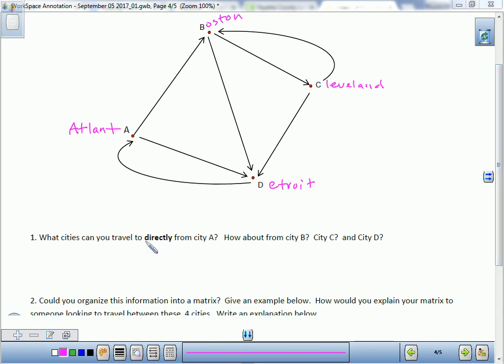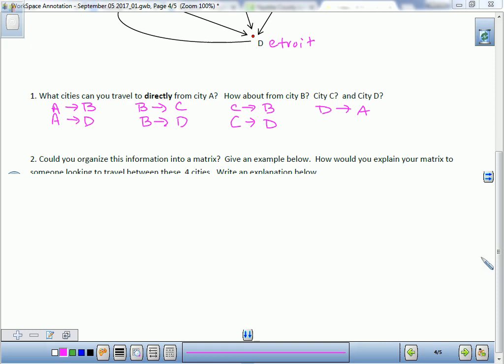So, which cities can you travel directly to from city A? From A, we can go to B, and we can go from A to D. From Boston, where can we travel directly? C, and we can also go to D. From Cleveland, we can travel directly to Boston and D. And then from Detroit, we can travel directly to Atlanta. And that's it.